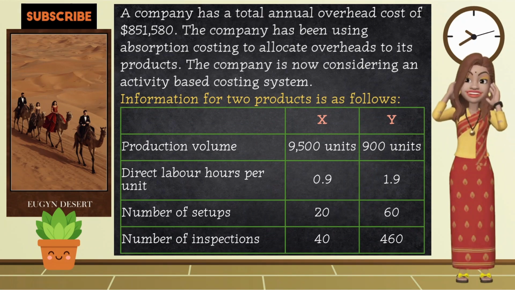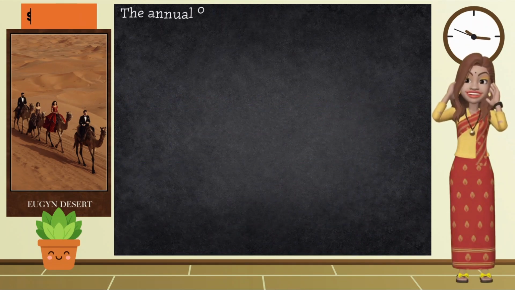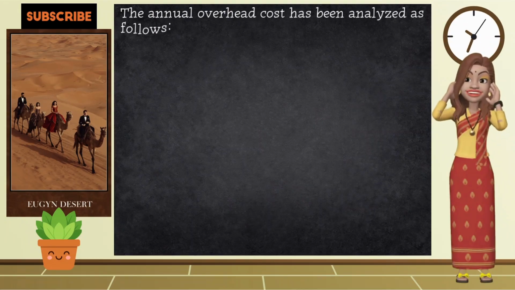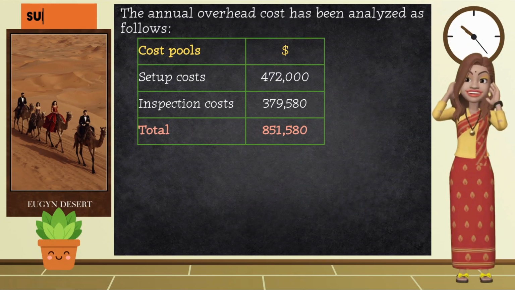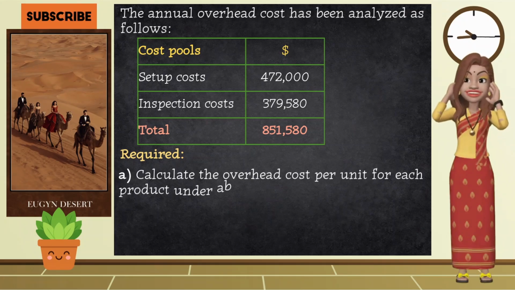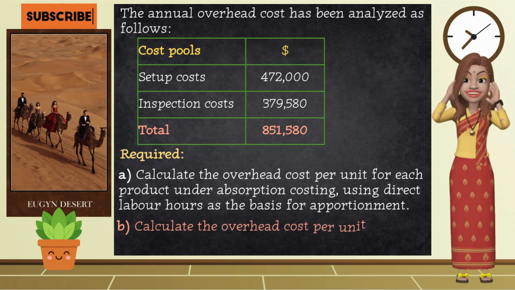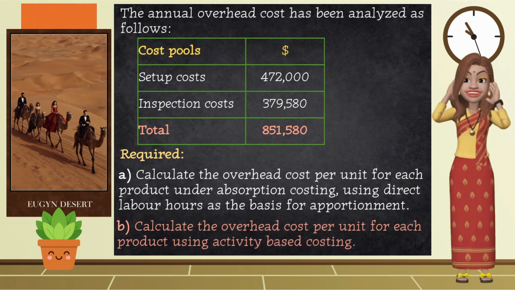In this table, we are given information about products X and Y, about the production volume, direct labor hours per unit, number of setups, and number of inspections. The annual overhead cost has been analyzed as follows. We have 2 cost pools, setup costs and inspection costs. Required: A. Calculate the overhead cost per unit for each product under absorption costing using direct labor hours as the basis for apportionment. B. Calculate the overhead cost per unit for each product using activity-based costing.